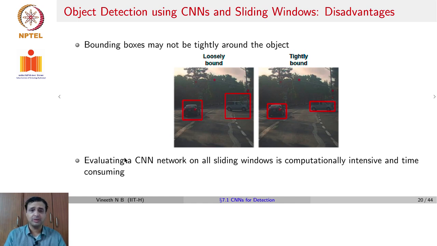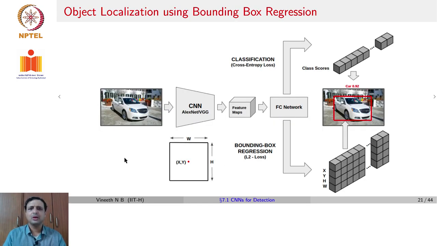The other problem here is obviously that you have to evaluate thousands of sliding windows through the CNN to be able to find which of them contain your object of choice. We're going to talk about methods that overcome this issue. But before we go there, we'll talk about object localization, which, as we said, was a precursor to detection. Object localization can be achieved as follows: if you had only a single object in an image, you can give that as input to a CNN.